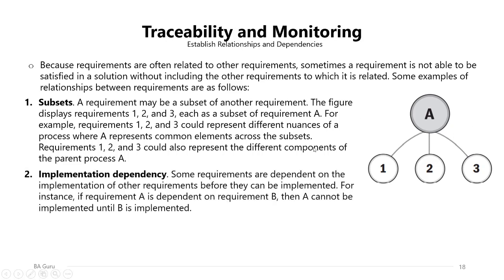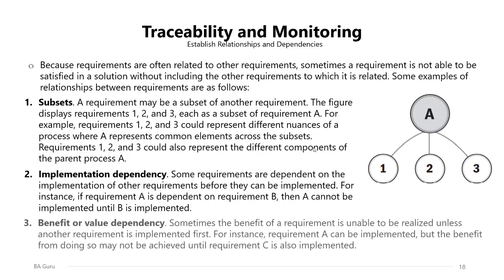The second type is the implementation dependency. Some requirements are dependent on the implementation of other requirements before they can be implemented. For instance, if requirement A is dependent on requirement B, then A cannot be implemented until B is implemented. This is an example of the implementation dependency. You cannot finish one requirement unless the other one is implemented.